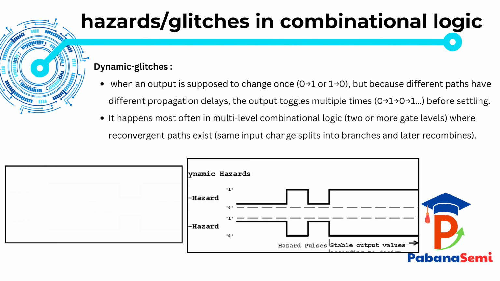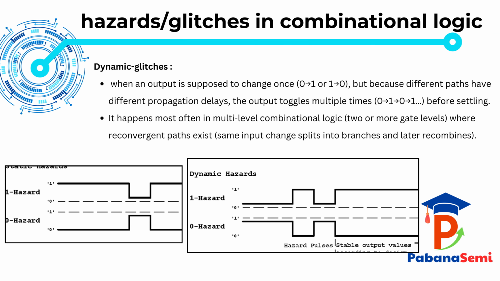Let's understand dynamic glitches, also called dynamic hazards. A dynamic hazard occurs when the output is supposed to change only once, for example, from 0 to 1 or from 1 to 0. But instead, it toggles multiple times before settling. So instead of a clean transition like 0 to 1, you might see 0 to 1, 0 to 1. This happens because different logic paths inside the circuit have different propagation delays.